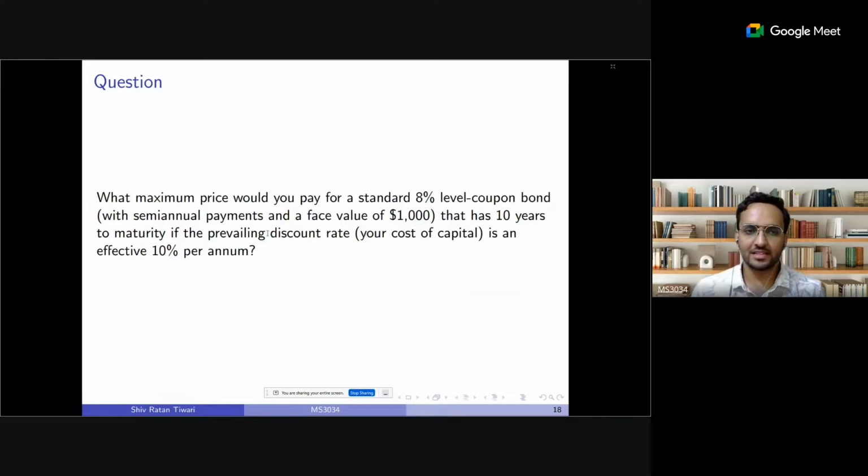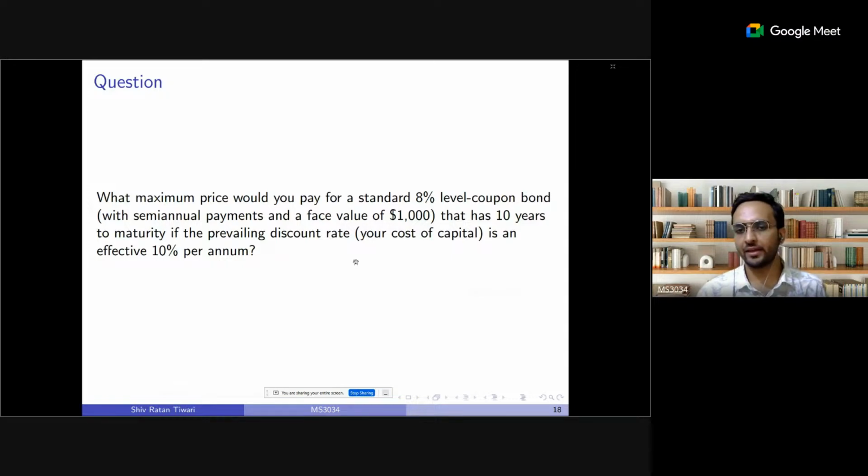So the question states: what is the maximum price you would pay for a standard 8% coupon bond with semi-annual payments, so it pays two times in a year, and it has a face value of $1,000 and 10 years of maturity, and the prevalent discount rate or your cost of capital is 10% per annum? If this is the condition given, then what is the maximum price which you would like to pay?